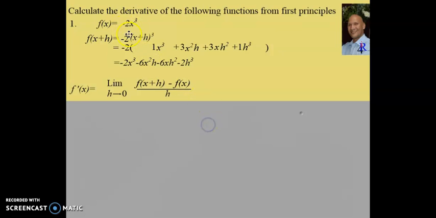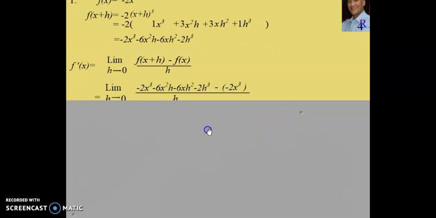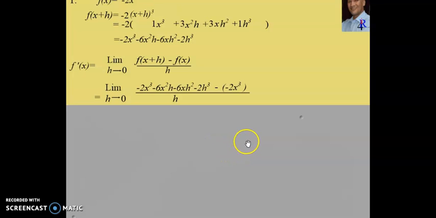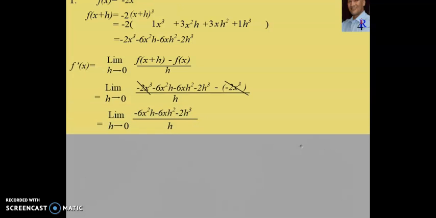Please remember, if it's more than a single term, put it in brackets at the back so that you don't forget to multiply with a negative to all the terms inside of the bracket. Now I substitute, and immediately I can see here's 2 values that cancel out, and that is -2x cubed and +2x cubed will cancel out. Now I'm left with -6x squared h minus 6xh squared minus 2h cubed over h.